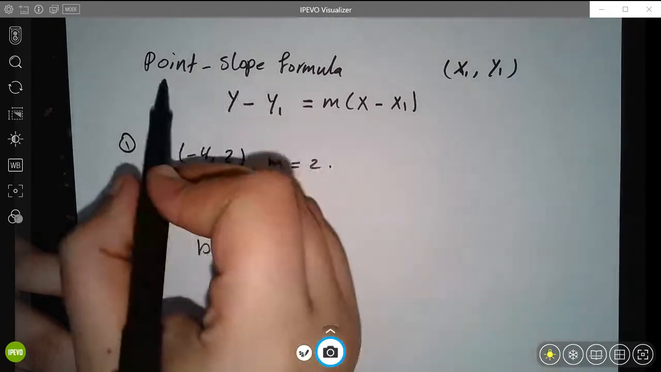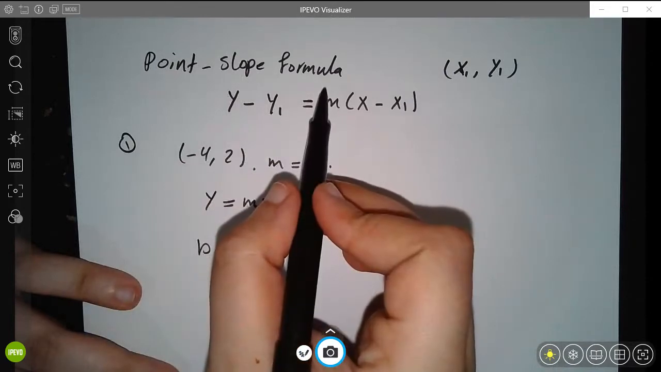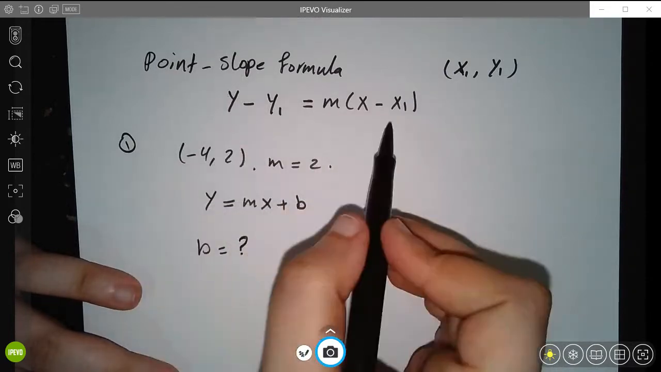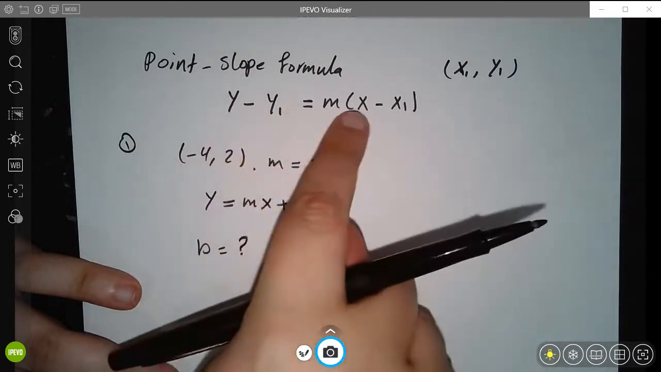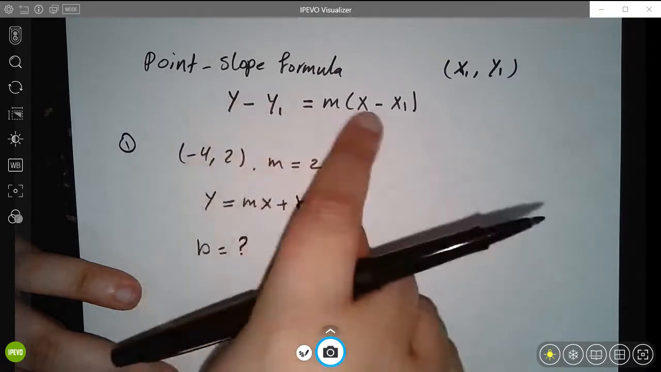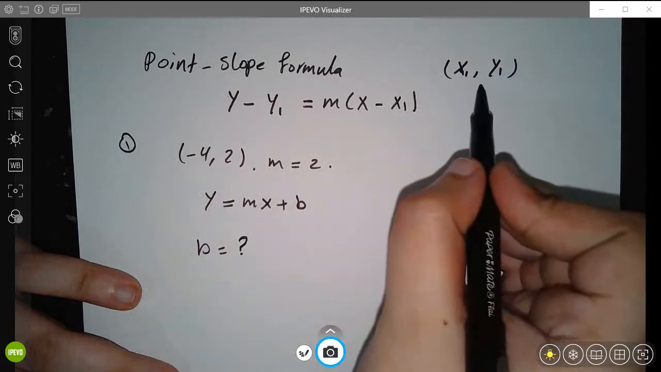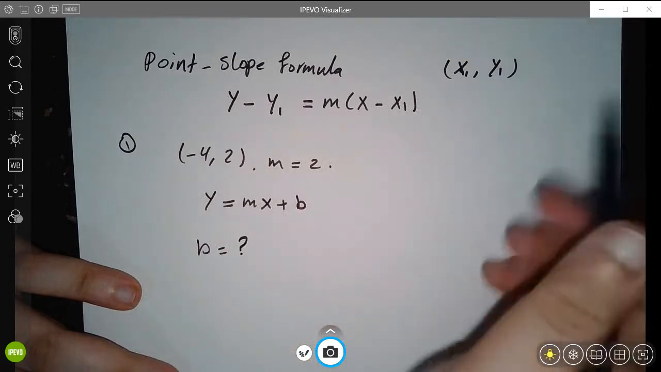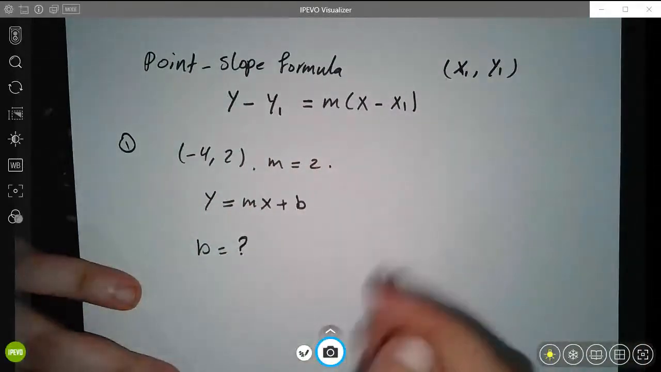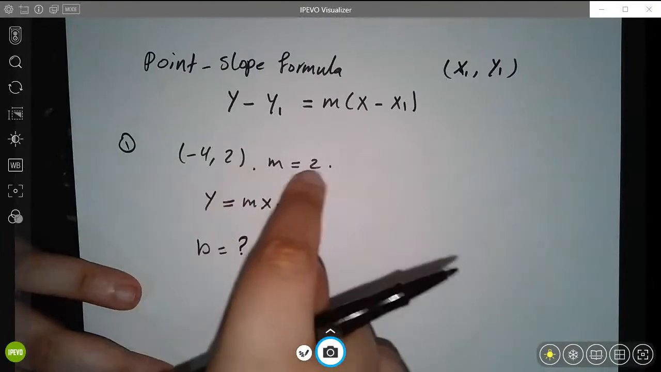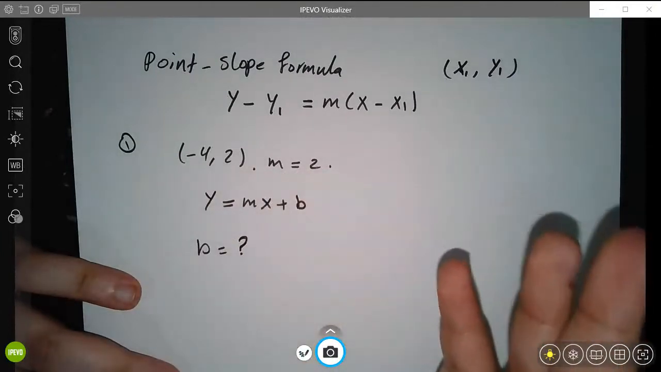So this is the point slope formula. The formula right here has an x and y, those are your original x and y values, and the y1, x1 are the values you have in a point. Now, back to the example. It gave you this point and that slope, and it's asking you to come up with the equation.